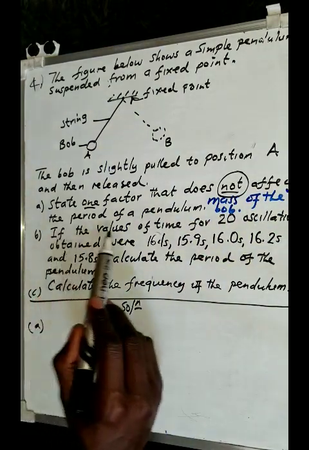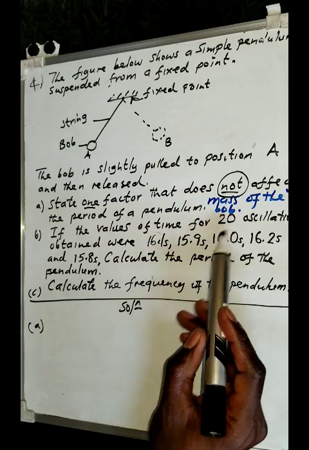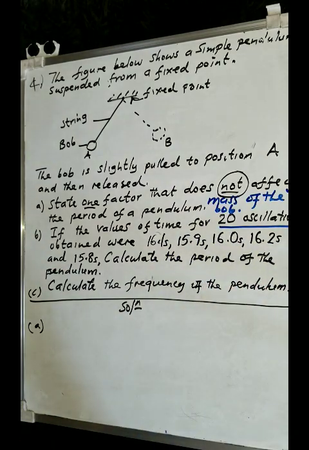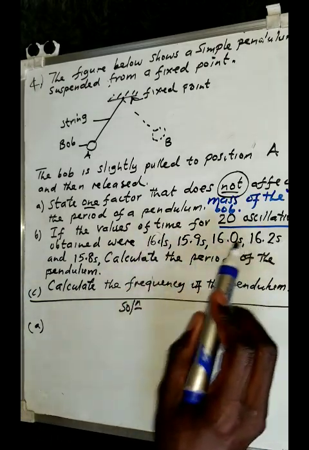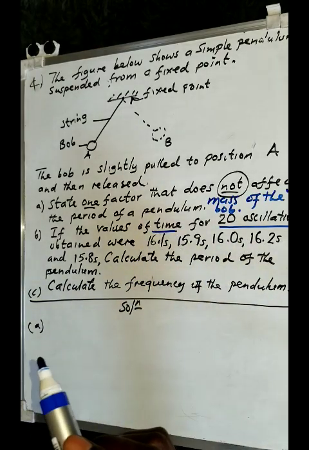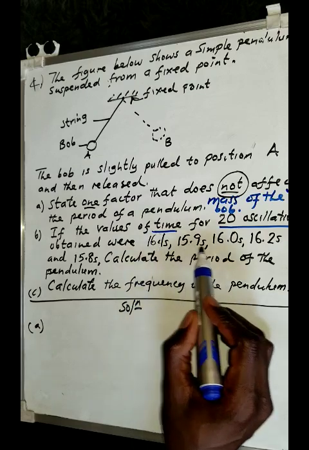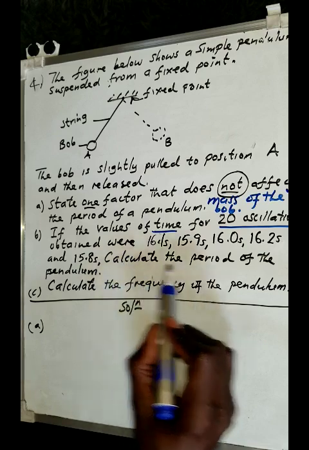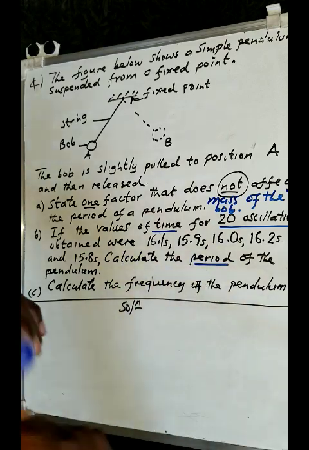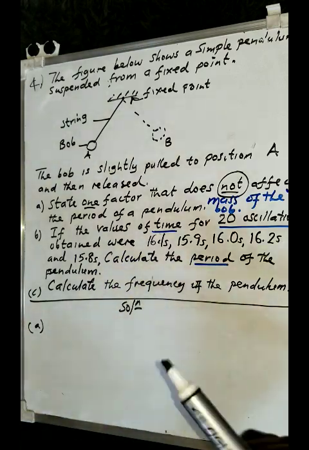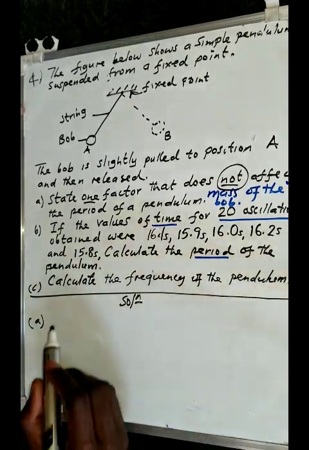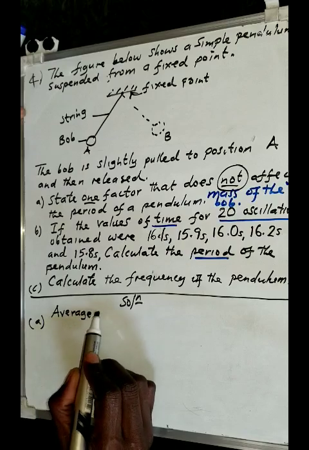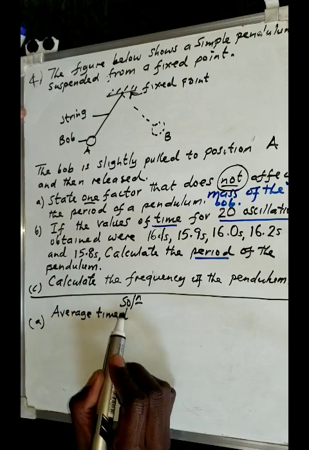Then B says, if the values of time for 20 oscillations, so you can imagine now they're talking about 20 oscillations, these are the values of the time for 20 oscillations: 16.1 seconds, 15.9, 16.0, 16.2, and 15.8 seconds. Then the question says calculate the period. So now the first thing, when they repeat the experiment several times that they have different times, you need first of all to find what we are calling the average time, t.